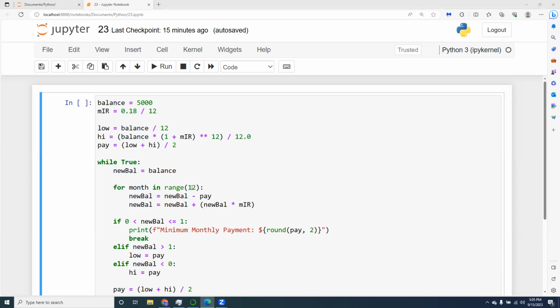In the range of 12, so in the 12 months, we're essentially going to take that initial balance and subtract that payment, which was calculated off that initialized 5,000, the high and the low, divided by 2. So we'll subtract that, and then we'll multiply the monthly interest rate by the new balance and add it to the new balance to get an even newer balance, a more accurate calculation there.